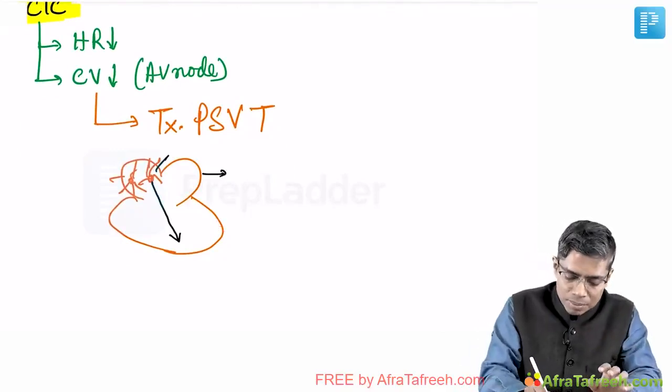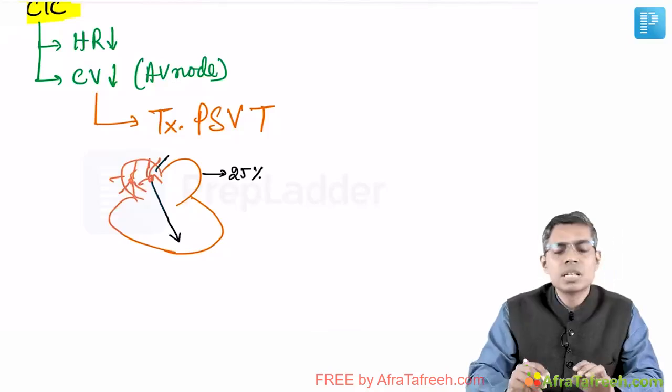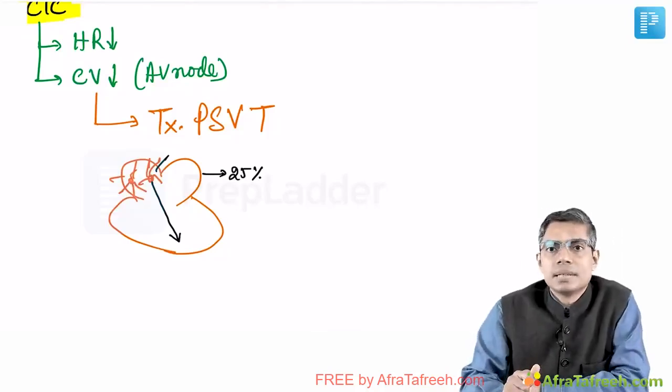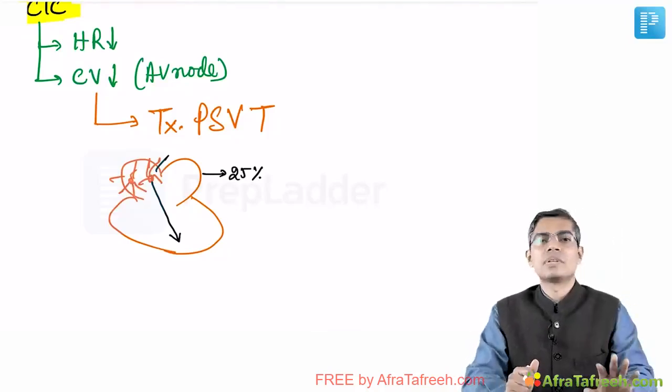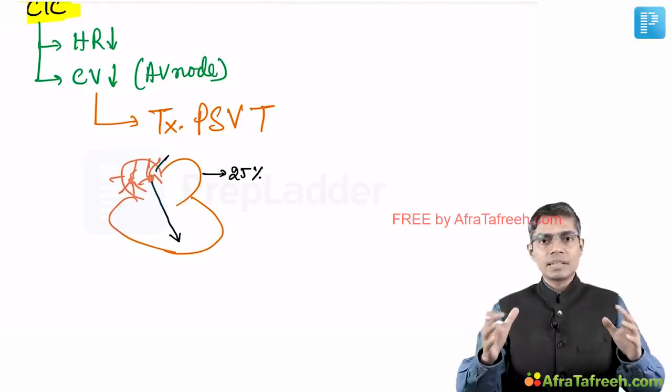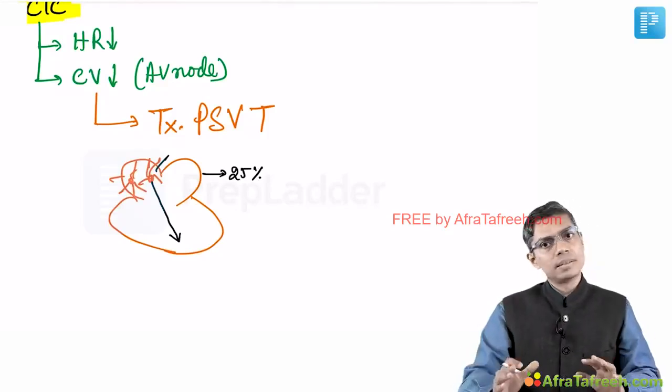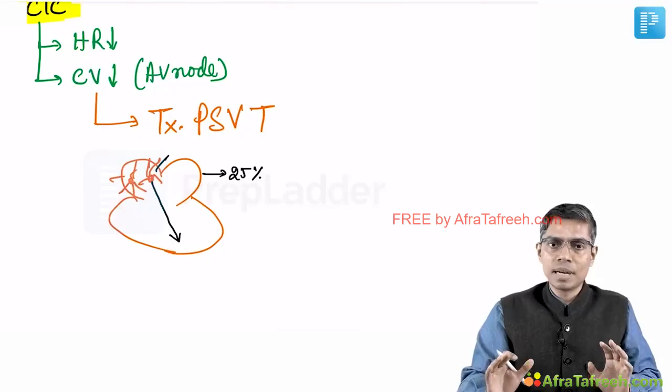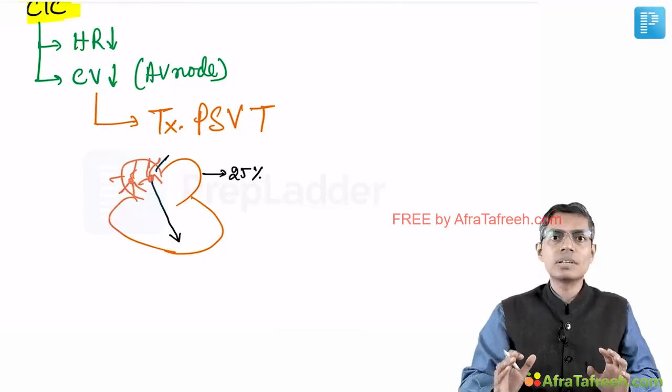Because ventricular filling is done mainly passively. Active contraction of atrium contributes to only 25% of the ventricular filling. So forget about that 25% filling. Even if the remaining filling is occurring, there will not be much problem. So my main target is to control the ventricular rate.